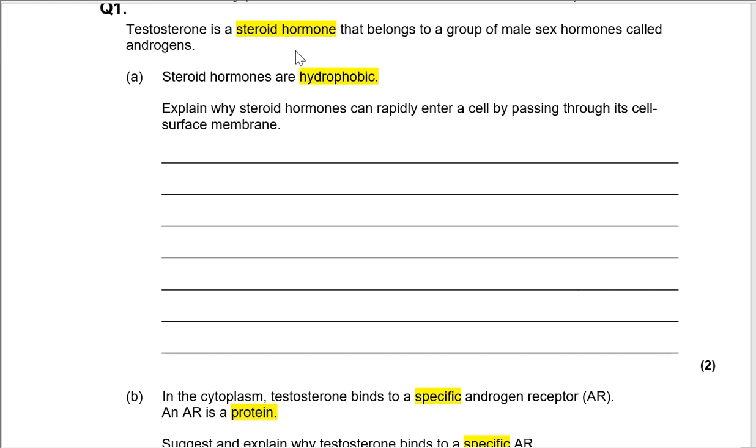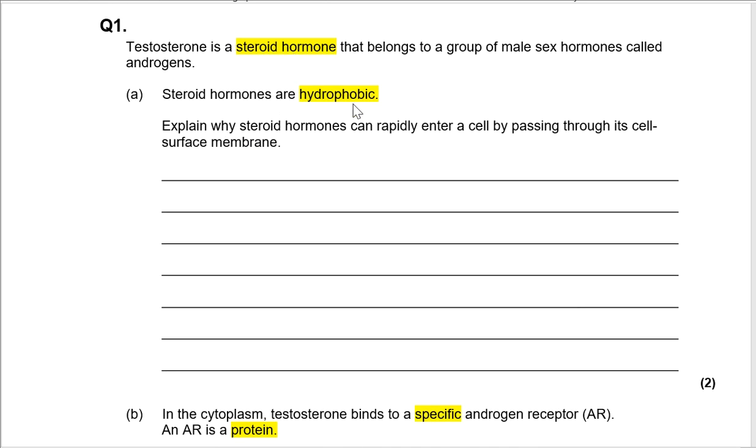The second thing I'm trying to emphasize here is hydrophobic. Again, talking about the lipid, giving you a hint that this is just like estrogen that you've covered in your spec. So it's hydrophobic and a steroid hormone. Explain why steroid hormone can rapidly enter a cell by passing through its cell surface membrane. This builds on your previous knowledge, and what is that? It's estrogen. Estrogen is a steroid hormone, and it just goes through the cell membrane, diffuses in, because it's lipid soluble, and they want you to build on that.